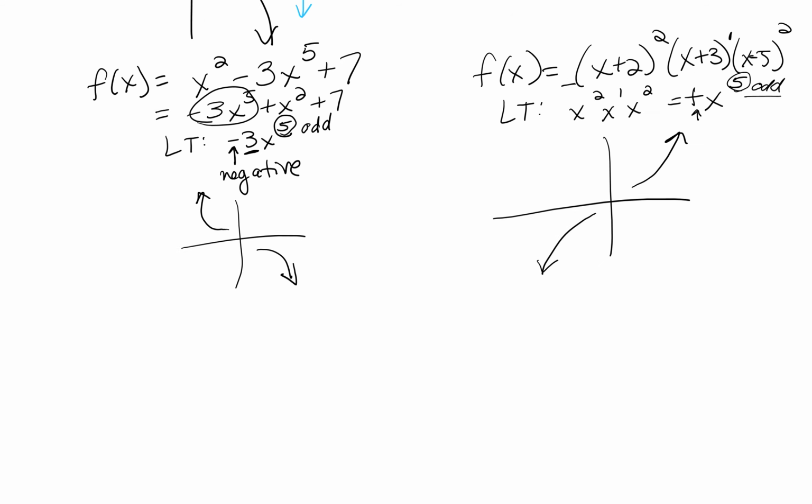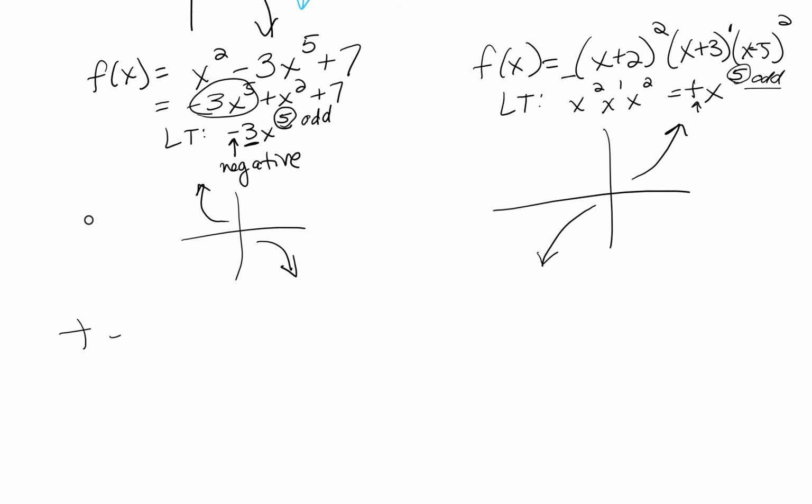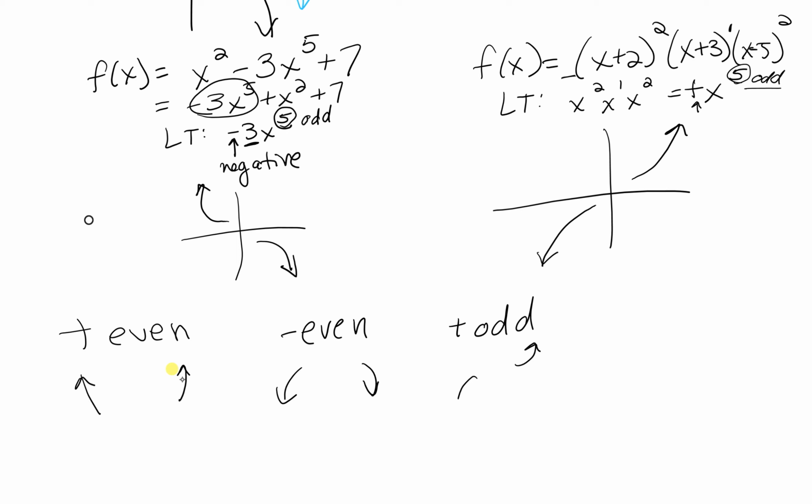There's lots of different things that can happen with end behavior, but it all comes down to 4 basic concepts. It's either positive even, negative even, positive odd, or negative odd. If it's positive even, you're looking at both up. If it's negative even, you're looking at both down. If it's positive odd, you're looking at right side up, left side down, and negative odd is the opposite. Okay? So if you can remember that and know what I mean by the positive and the even and all of that, then that will help you get that end behavior down.